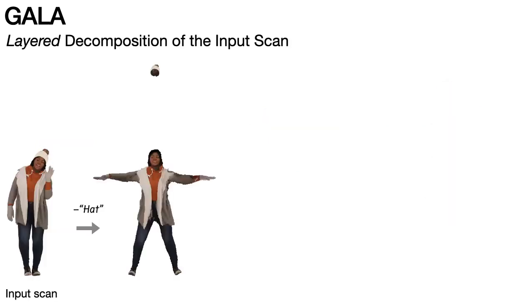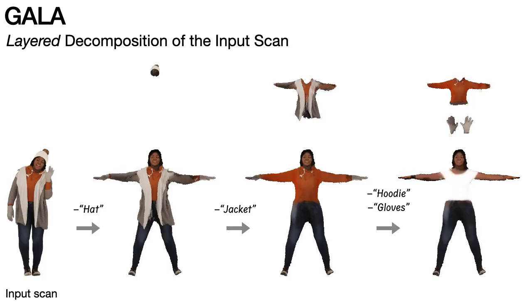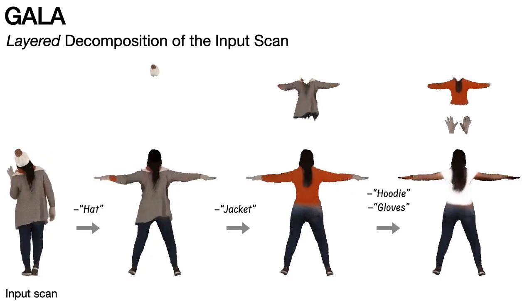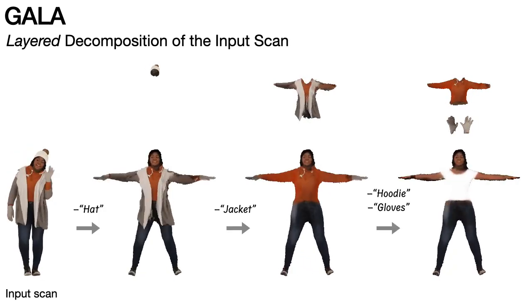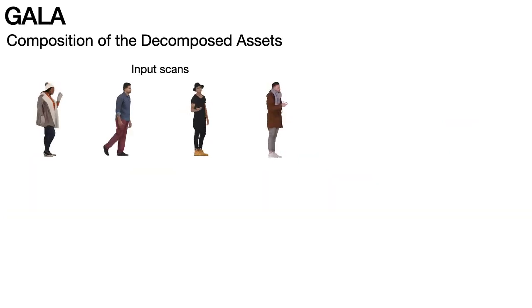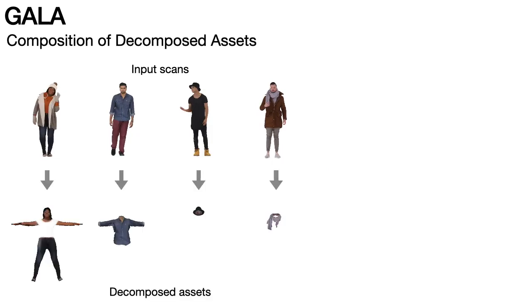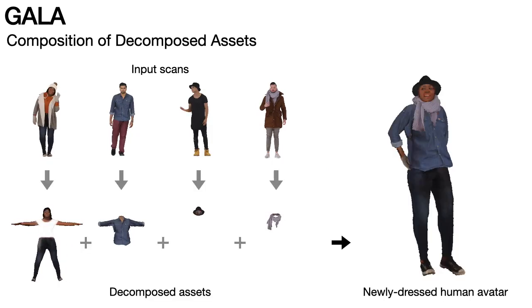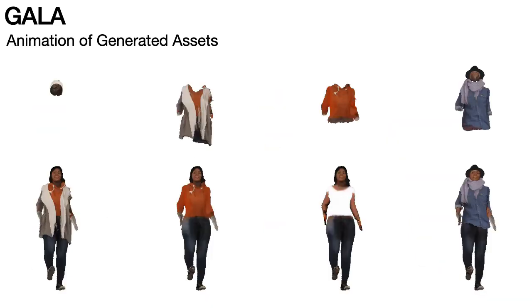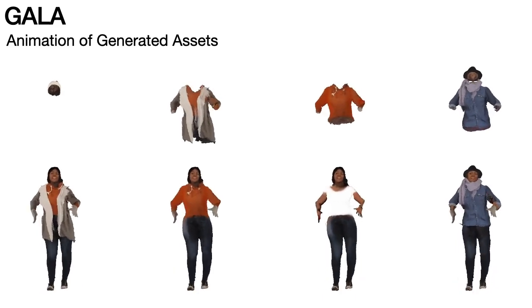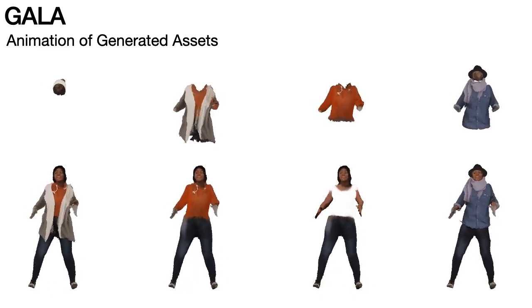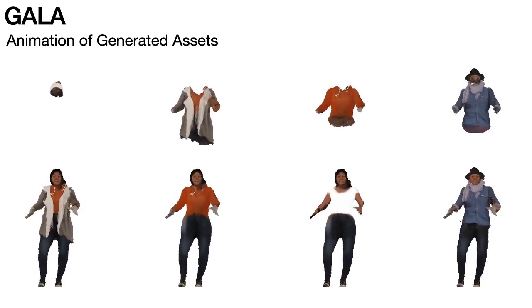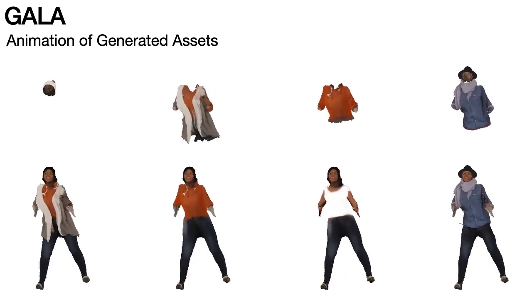By applying a series of decomposition steps to the input scan, our method enables the generation of multiple layered assets from a single scan. By composing assets that are decomposed from multiple scans, our method enables efficient generation of newly dressed human avatars. Furthermore, since our method models humans and objects in a pose-neutral canonical space, the decomposed assets can easily be animated without undesired artifacts.